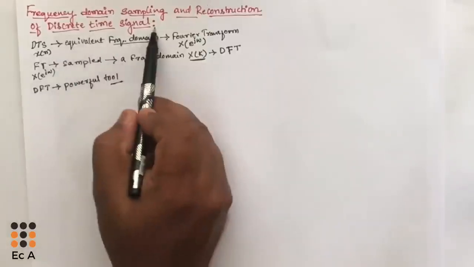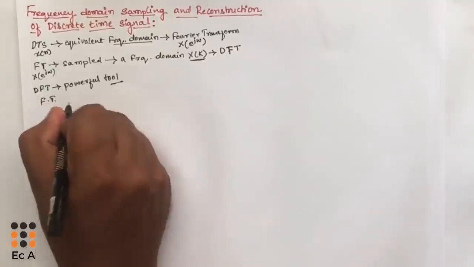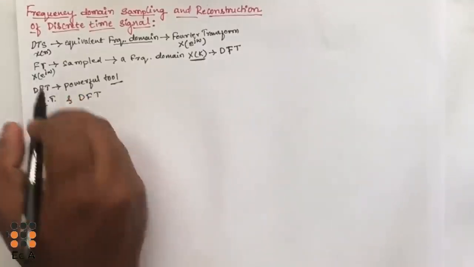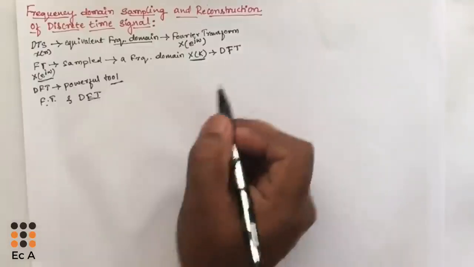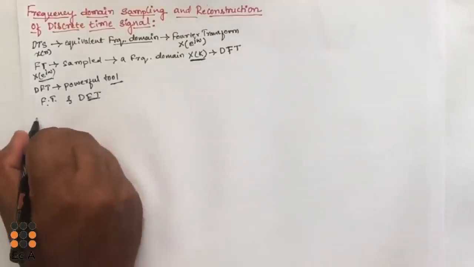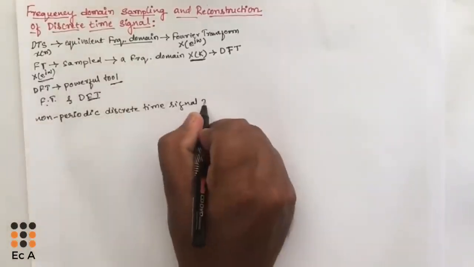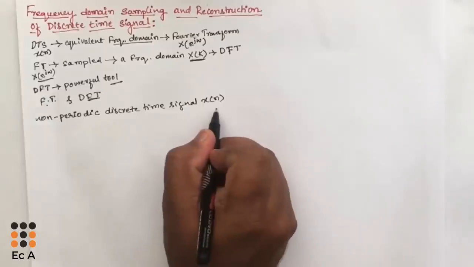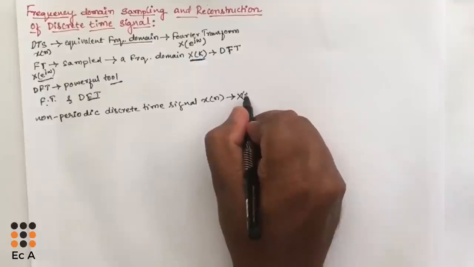Now in this topic we will establish a relation between Fourier transform and discrete Fourier transform. So Fourier transform is represented as X of e to the power of j omega. Discrete Fourier transform is represented as X of k. Now let us consider a non-periodic discrete time signal which is represented as x of n. Now the Fourier transform of x of n can be represented as X of e to the power of j omega.